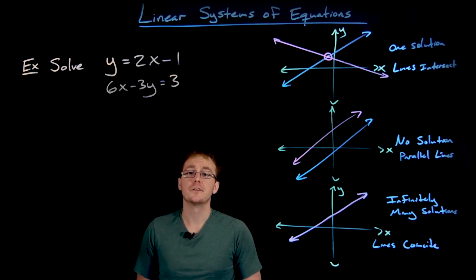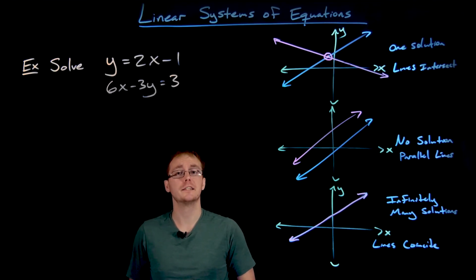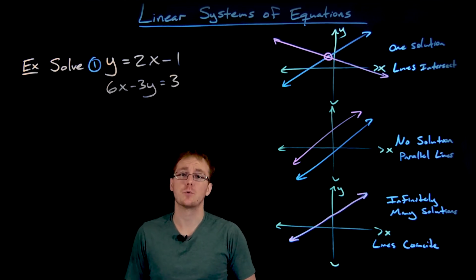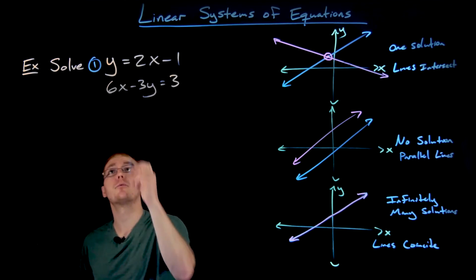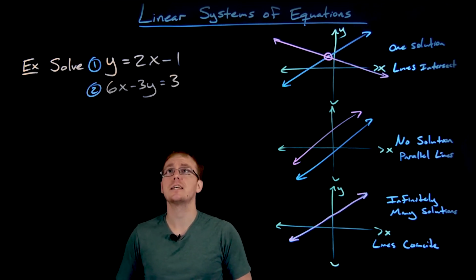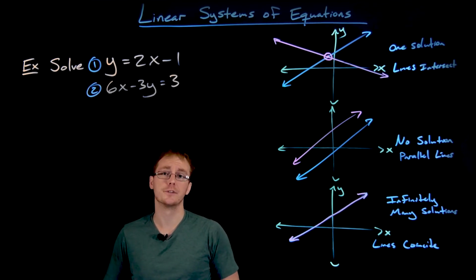Hey everyone, we have another example of a 2x2 linear system of equations that we want to work together to solve. And so our first equation in this system is y is equal to 2x minus 1. It's already in that nice slope-intercept form. And our second equation in this system is 6x minus 3y is equal to 3.